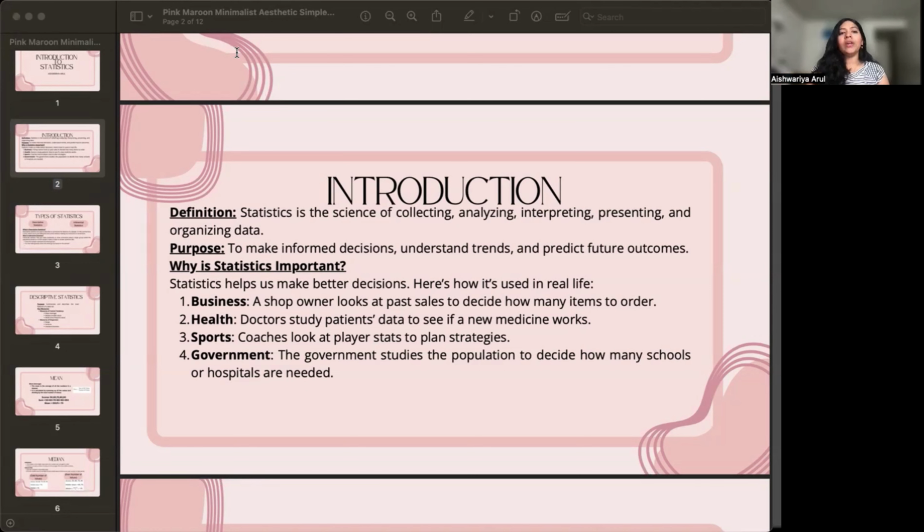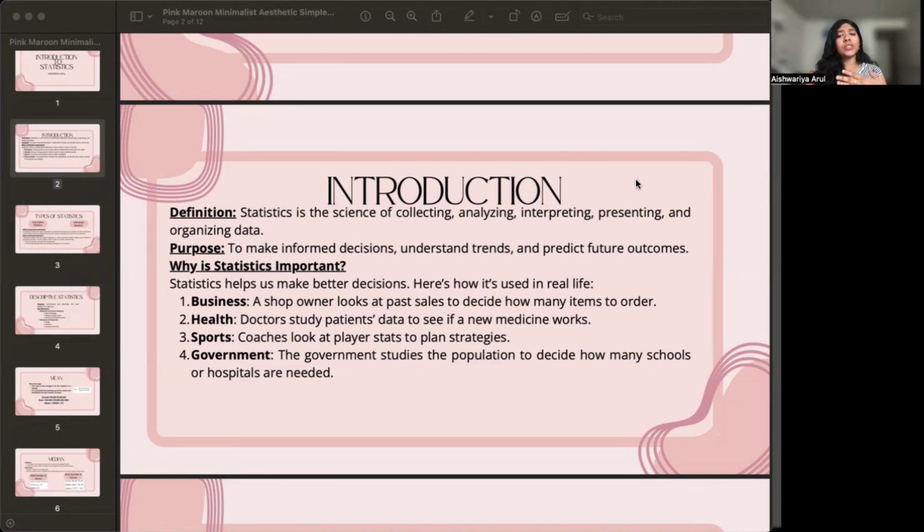For example, in retail stores, this is how statistics is used. Stores use statistics to figure out what products are selling well. For example, if blue jeans are selling a lot, the store will stock up on more blue jeans because they know people want to buy them more. So statistics is super useful for understanding things in a very simple way.